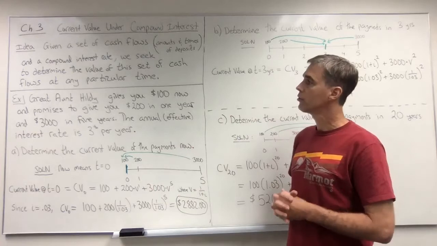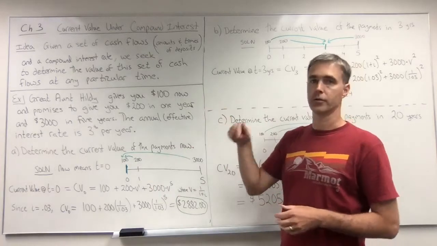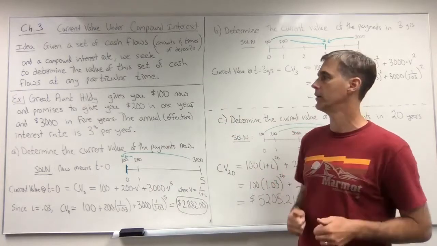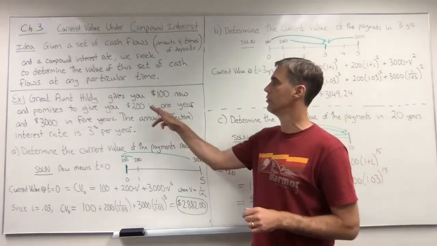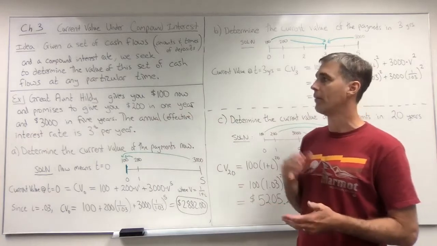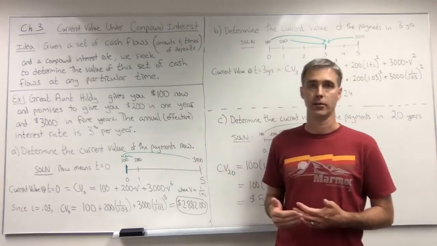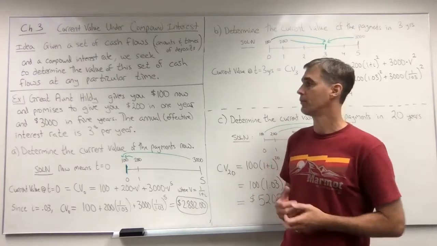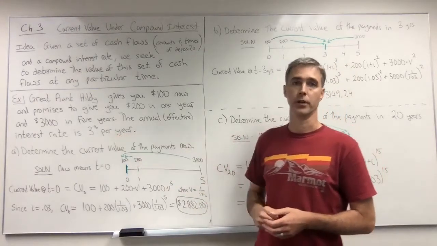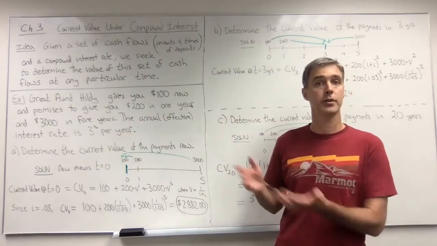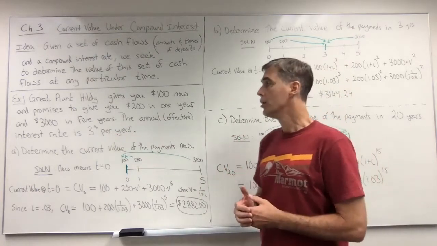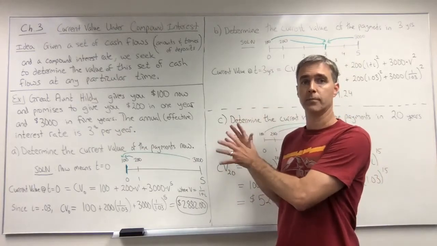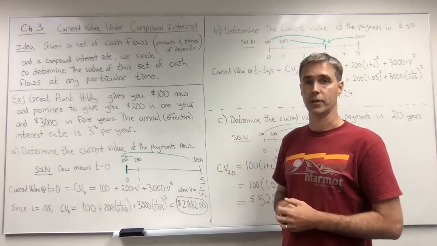Okay, so your great aunt Hildy gives you $100 right now, time 0, and promises, and she's good for it, to give you $200 in 1 year and $3,000 in 5 years. The annual effective interest rate that your account is operating under is 3% per year, compound interest, even though it didn't state it. So we would like to determine the current value of these cash flows, these payments, right now, time 0.